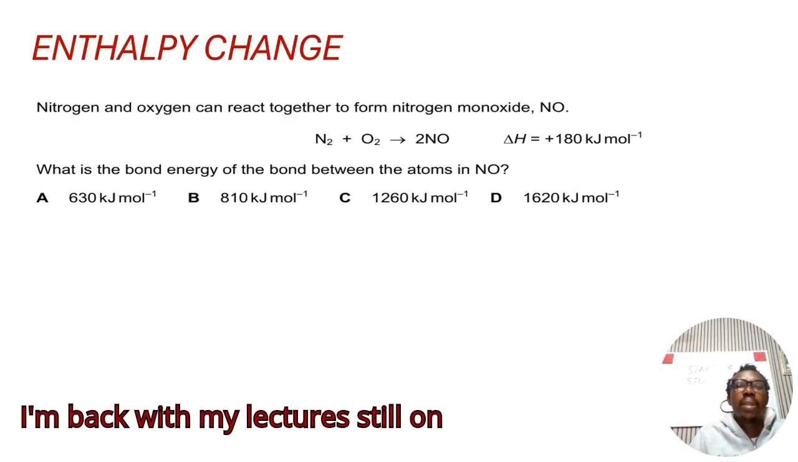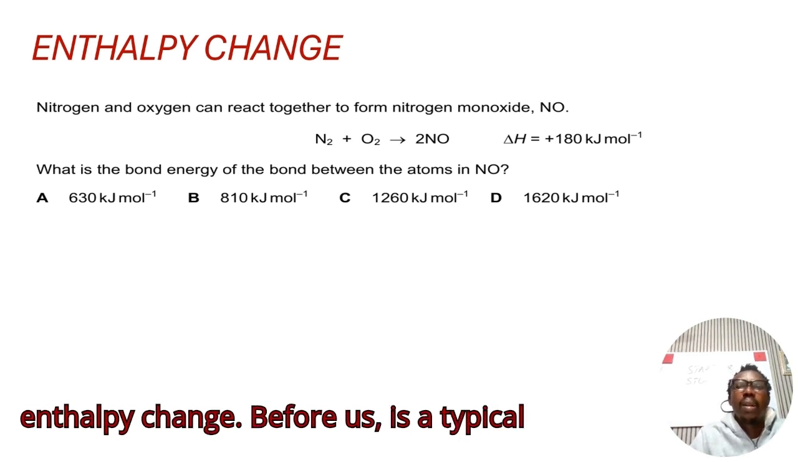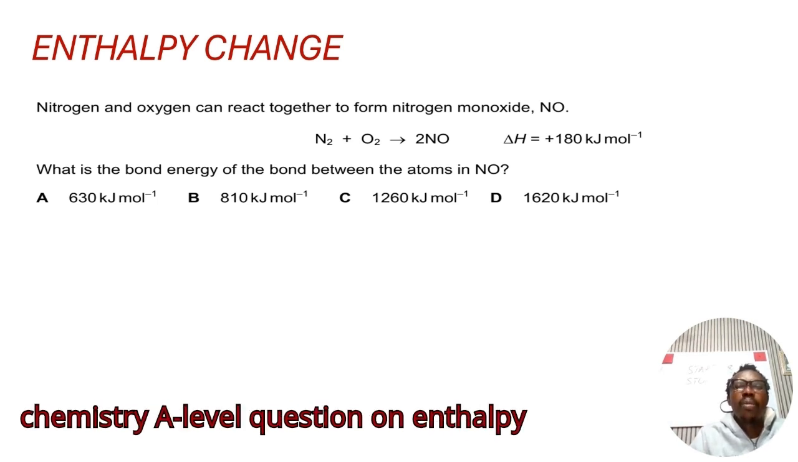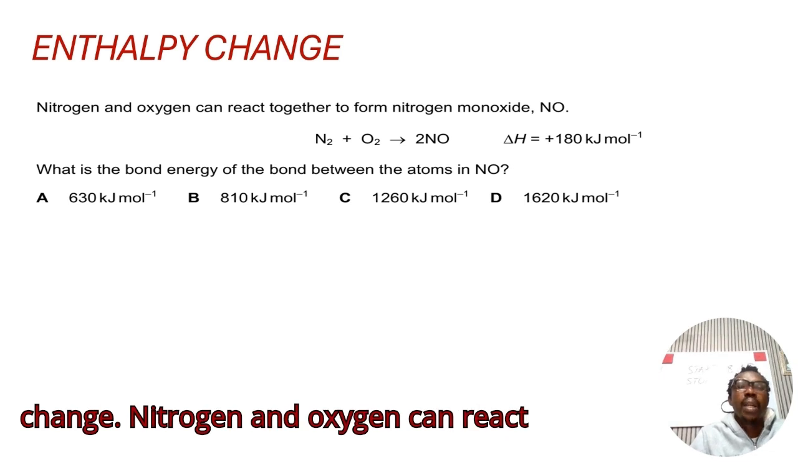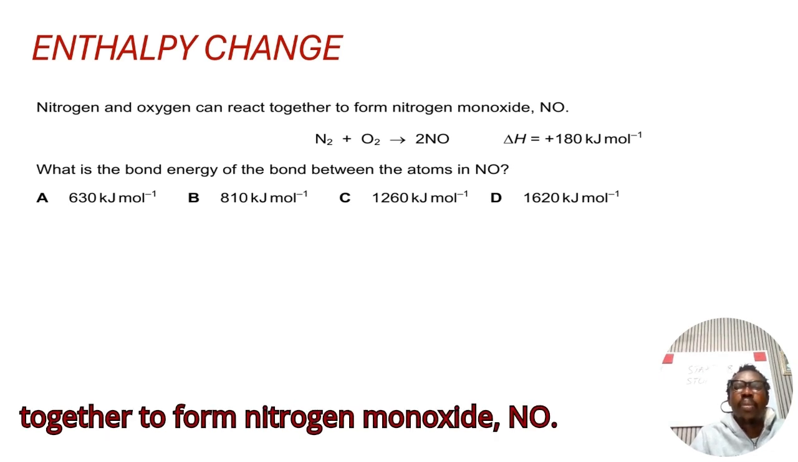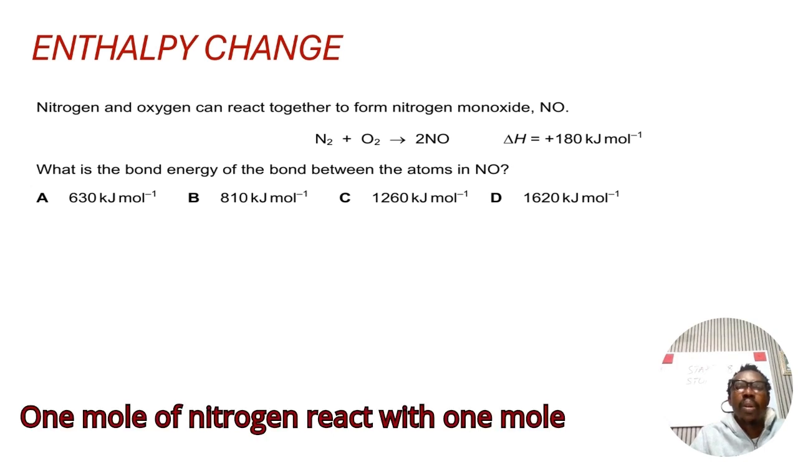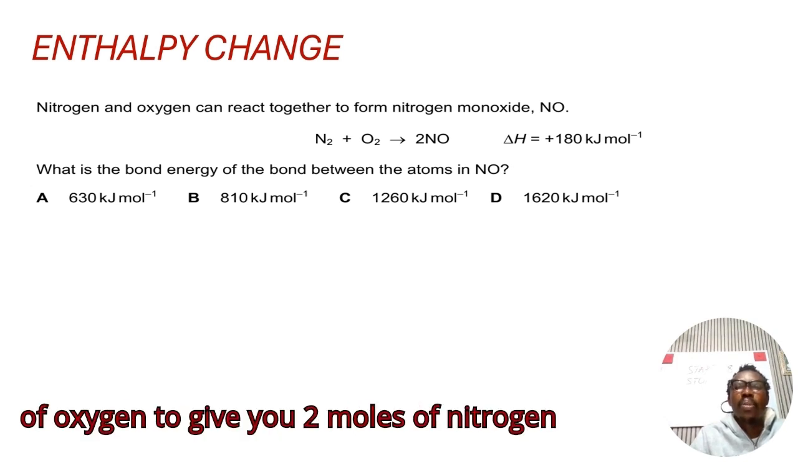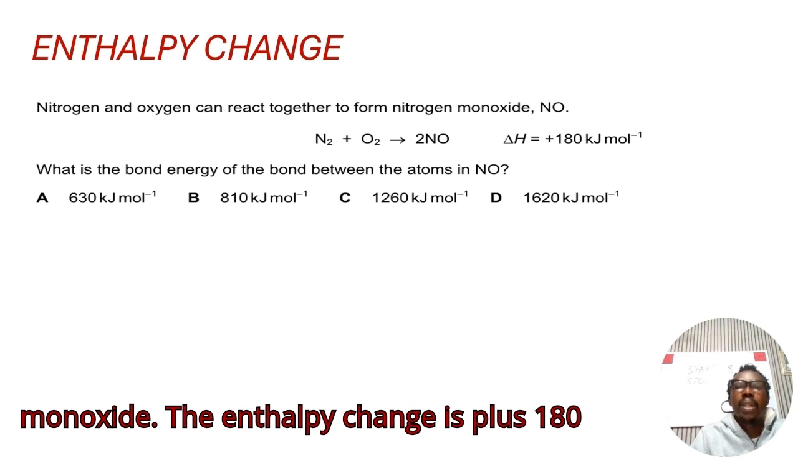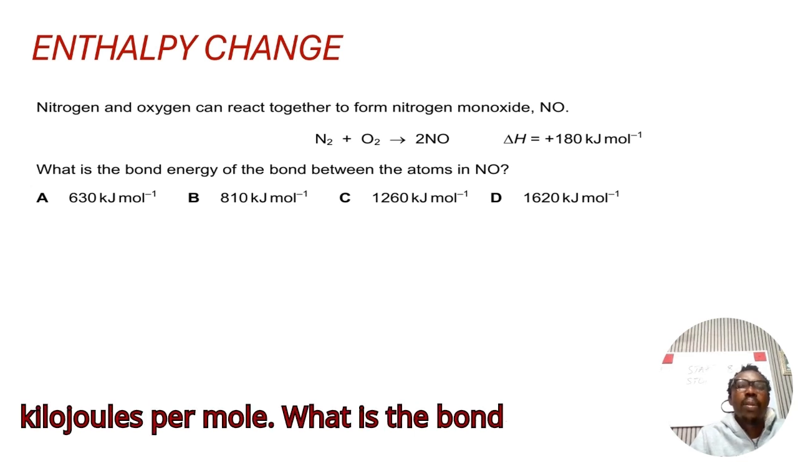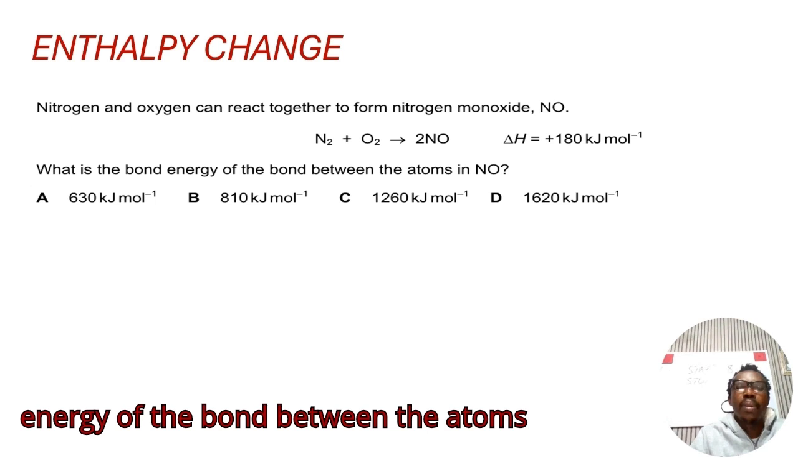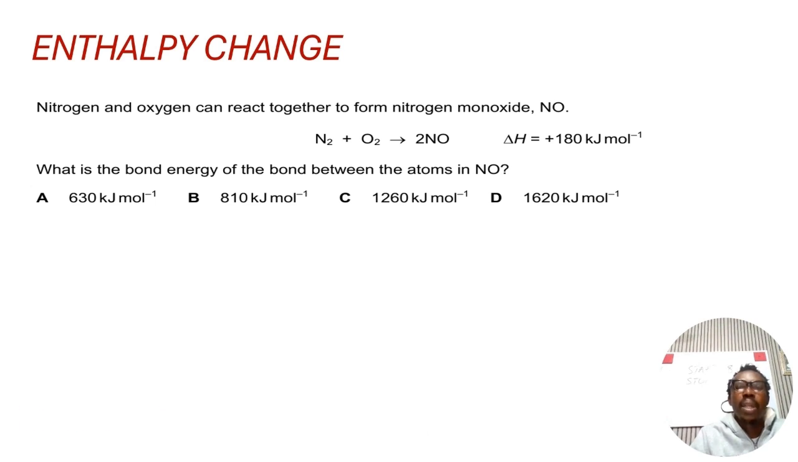I'm back with my lectures, still on enthalpy change. Before us, a typical chemistry A-level question on enthalpy change. Nitrogen and oxygen can react together to form nitrogen monoxide, NO. 1 mole of nitrogen reacts with 1 mole of oxygen to give you 2 moles of nitrogen monoxide. The enthalpy change is plus 180 kilojoule per mole. What is the bond energy of the bond between the atoms in nitrogen monoxide?